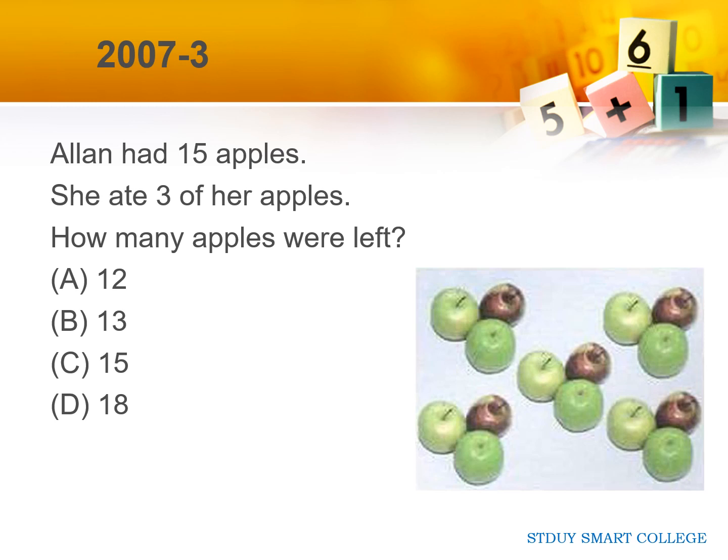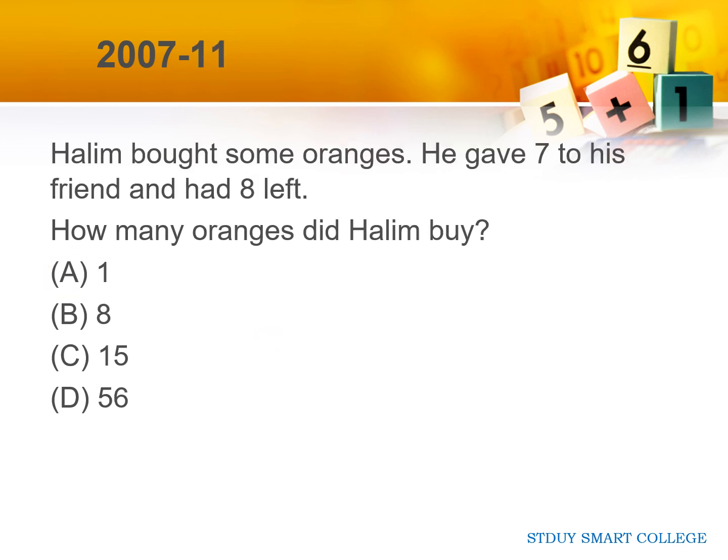Alan had 15 apples. She ate 3 of her apples. How many apples were left? We can use subtraction. 15 minus 3 equals 12. Hence choose A. Halim bought some oranges. He gave 7 to his friend and had 8 left. How many oranges did Halim buy? We can use addition. 7 adds 8 equals 15. Hence choose C.